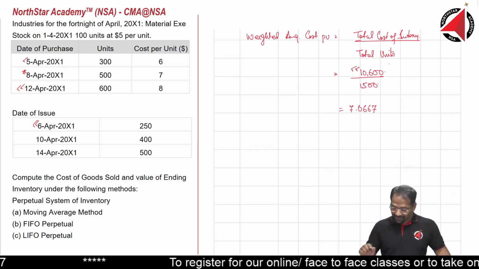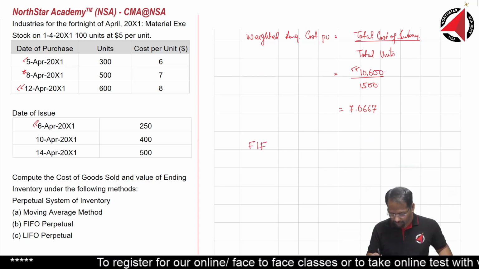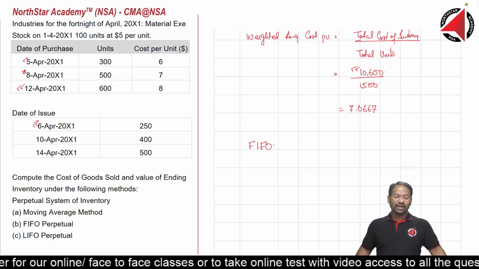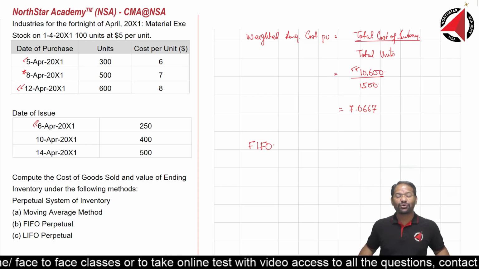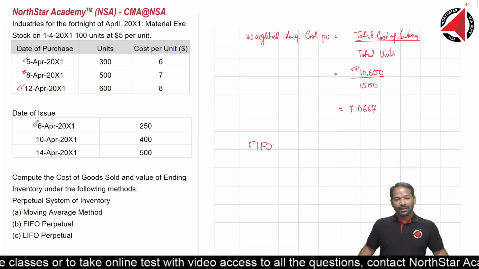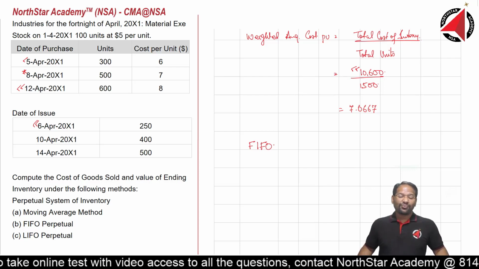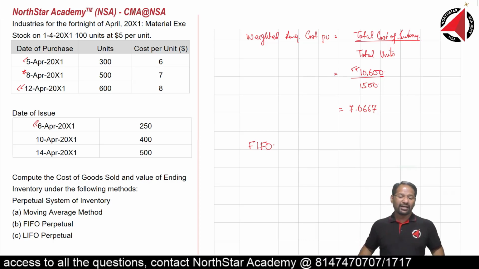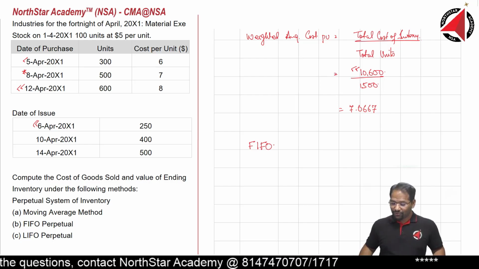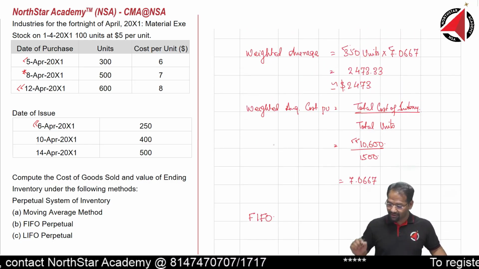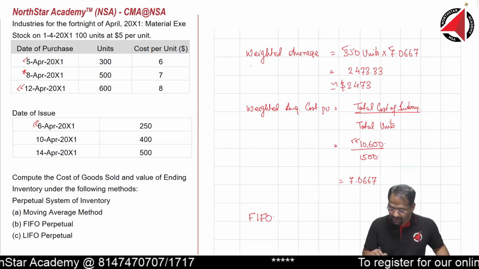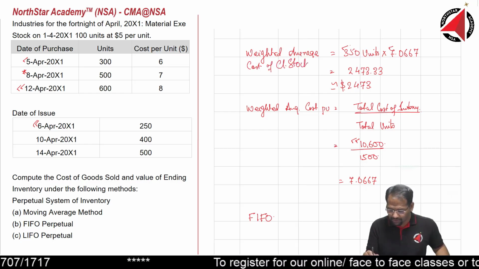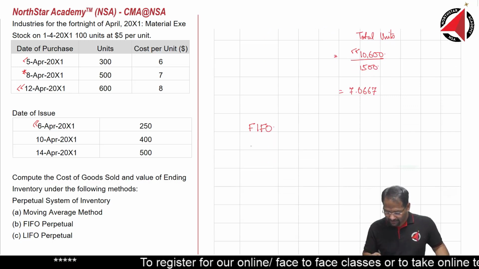Next method, FIFO periodic. FIFO, first in first out method. Under first in first out method, under perpetual or periodic? Yes, we are doing periodic, FIFO periodic now. Under FIFO periodic, we are going to find out the closing stock value only at the end of the period. So at the end of the period, we find out that we have how many units? We have 350 units, what we have mentioned here. Here it is the weighted average cost of closing stock. Here FIFO, again cost of closing stock.